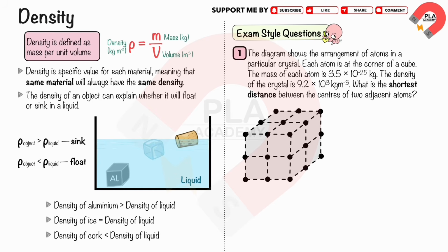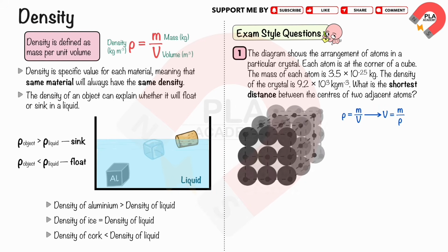Exam style question 1. The diagram shows the arrangement of atoms in a particular crystal. Each atom is at the corner of a cube. The mass of each atom is 3.5 times 10 power negative 25 kilograms. The density of the crystal is 9.2 times 10 power 3 kilograms per cubic meter. What is the shortest distance between the centers of two adjacent atoms? We calculate the density by ρ equals m over v, rearranging into v equals m over ρ.